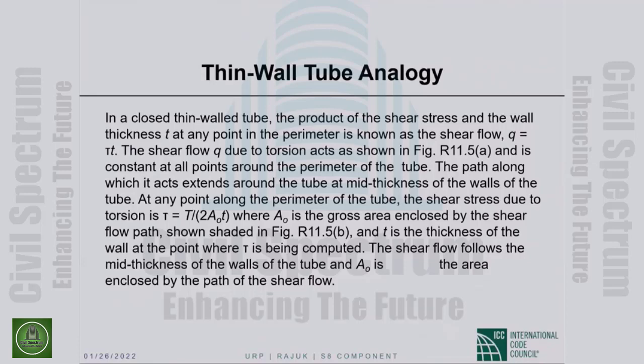closed thin walled tube, exactly what we were looking at, the product of the shear stress and the wall thickness T at any point in the perimeter is known as the shear flow Q. Q is equal to the shear stress tau multiplied by the wall thickness T. The shear flow Q due to torsion acts as shown in figure 11.5a. That's the figure out of the ACI 318 commentary.